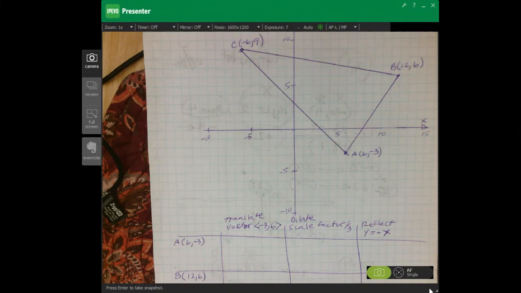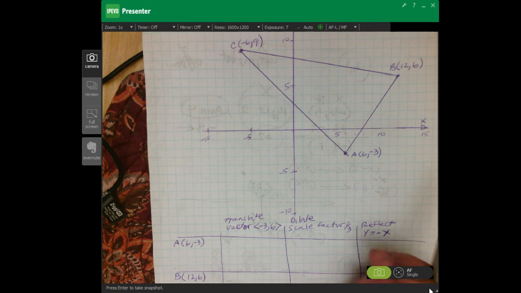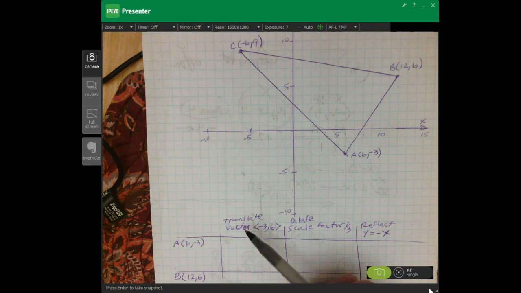So we're going to work with composite transformations right now. Composite is a word that indicates two or more things put together. That's basically what it is. And so when we talk about composite transformations, we're talking about not just one, but two or three or four different transformations done together.